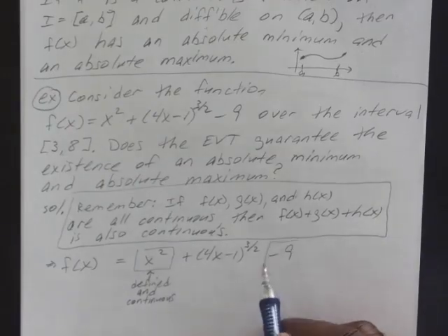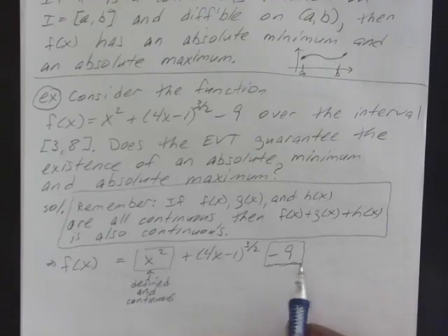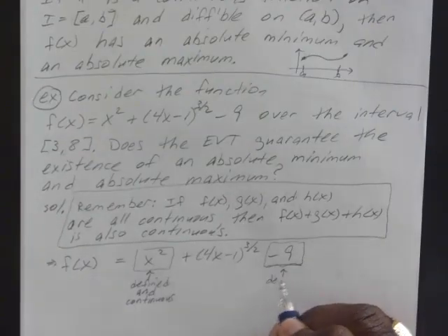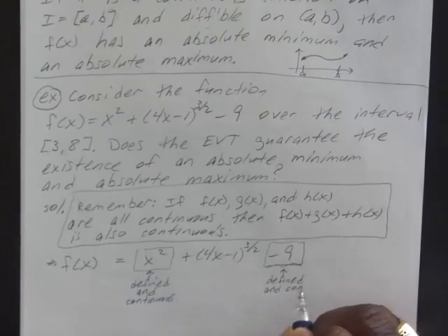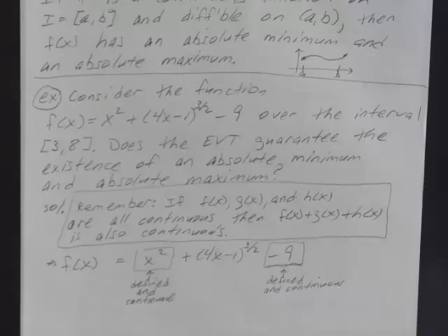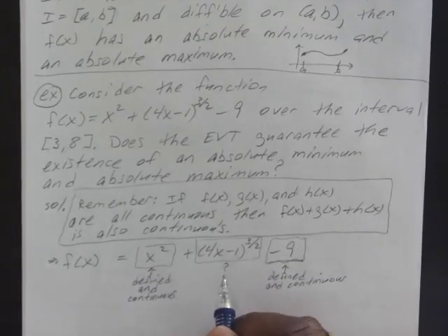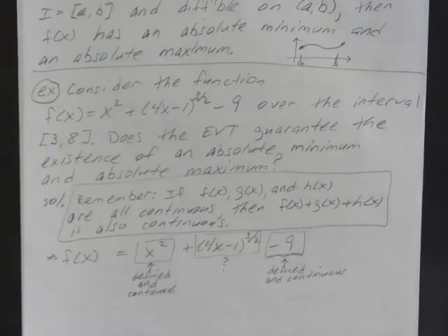Okay, and let's look at -9. Well, it's a constant, so it's defined no matter what interval you have. So this is defined and continuous. Okay. Now this middle term, just looking at it, you can't tell. So you have to figure out whether or not that one's defined and continuous.